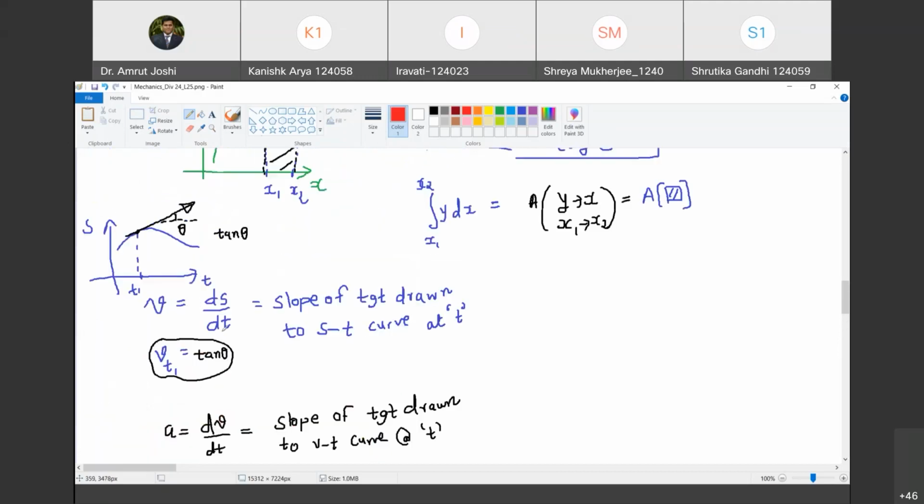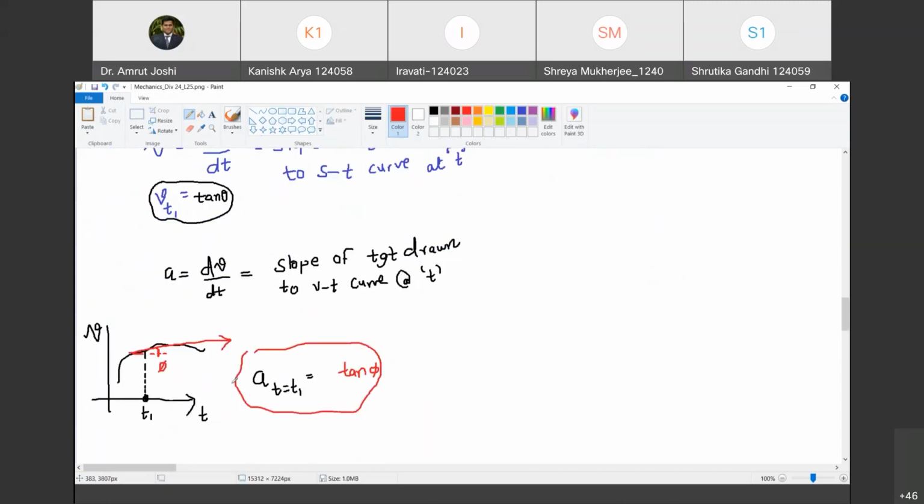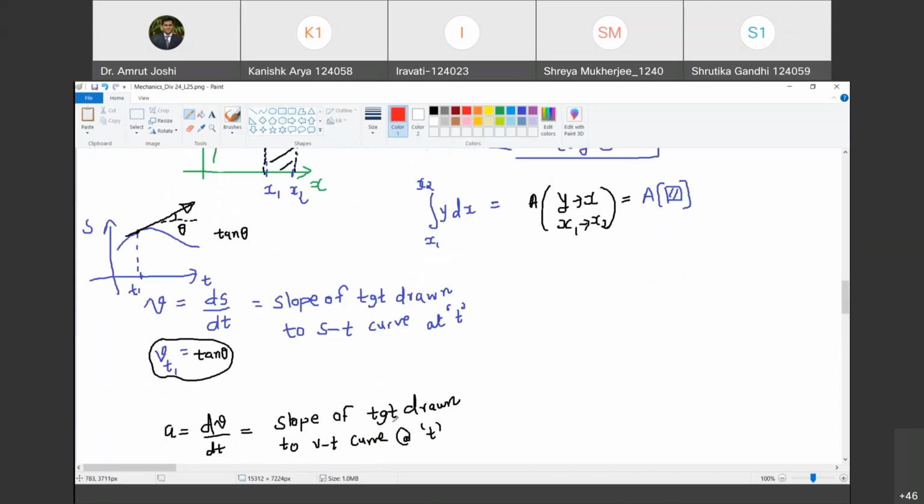I got what is ds by dt graphically, and that is velocity. Happy? Yes, sir. Okay. Now, this was the forward interpretation. From position, I wanted to calculate velocity. From velocity, I wanted to calculate acceleration. The process was of differentiation, and differentiation was interpreted as a slope of tangent. Happy? Yes, sir. Okay, now let us do the reverse operation.